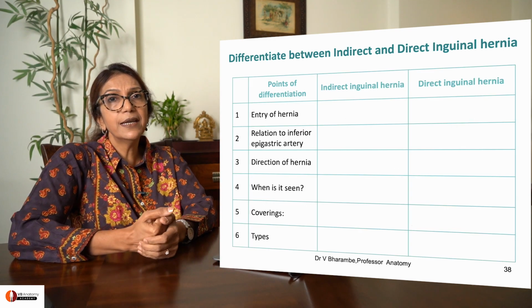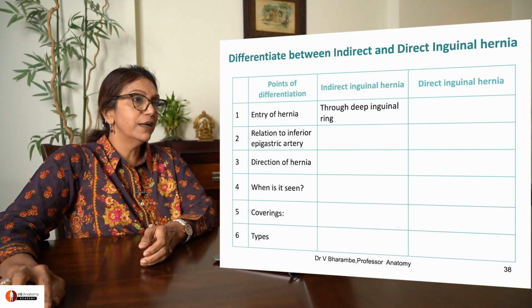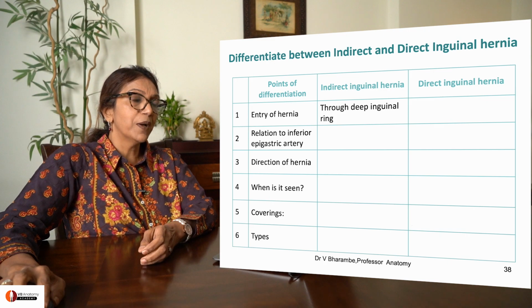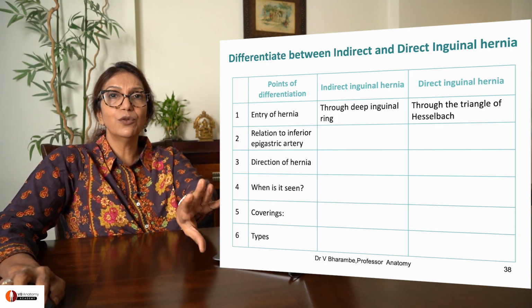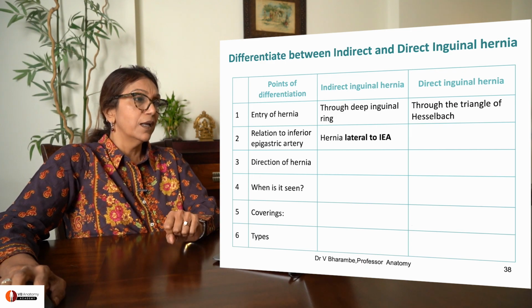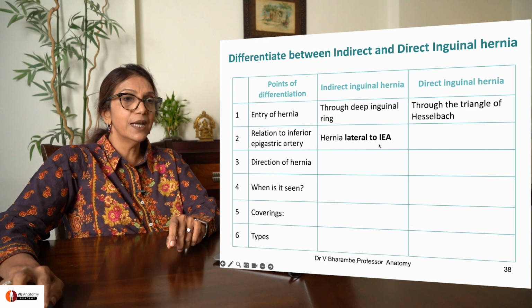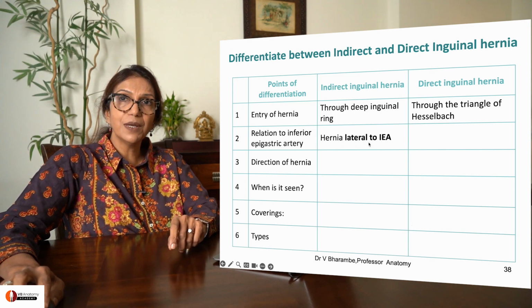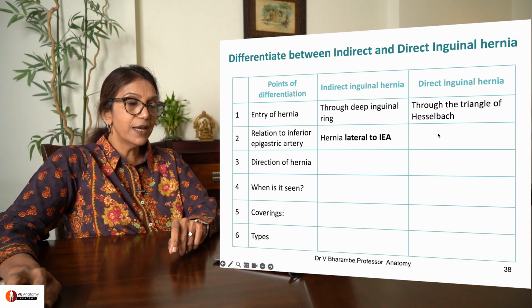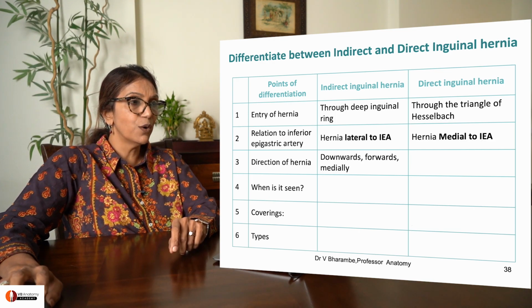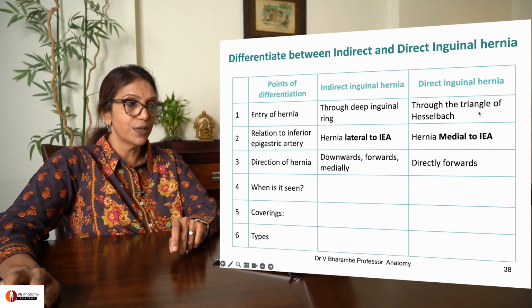Let's compare direct and indirect inguinal hernia, students. Indirect inguinal hernia comes through the deep inguinal ring, whereas direct passes directly through Hesselbach's triangle. In relation to the inferior epigastric artery, indirect inguinal hernia lies lateral to it, direct lies medial to it. Direction of indirect is downwards, forwards, medially. Direction of direct is directly forwards.